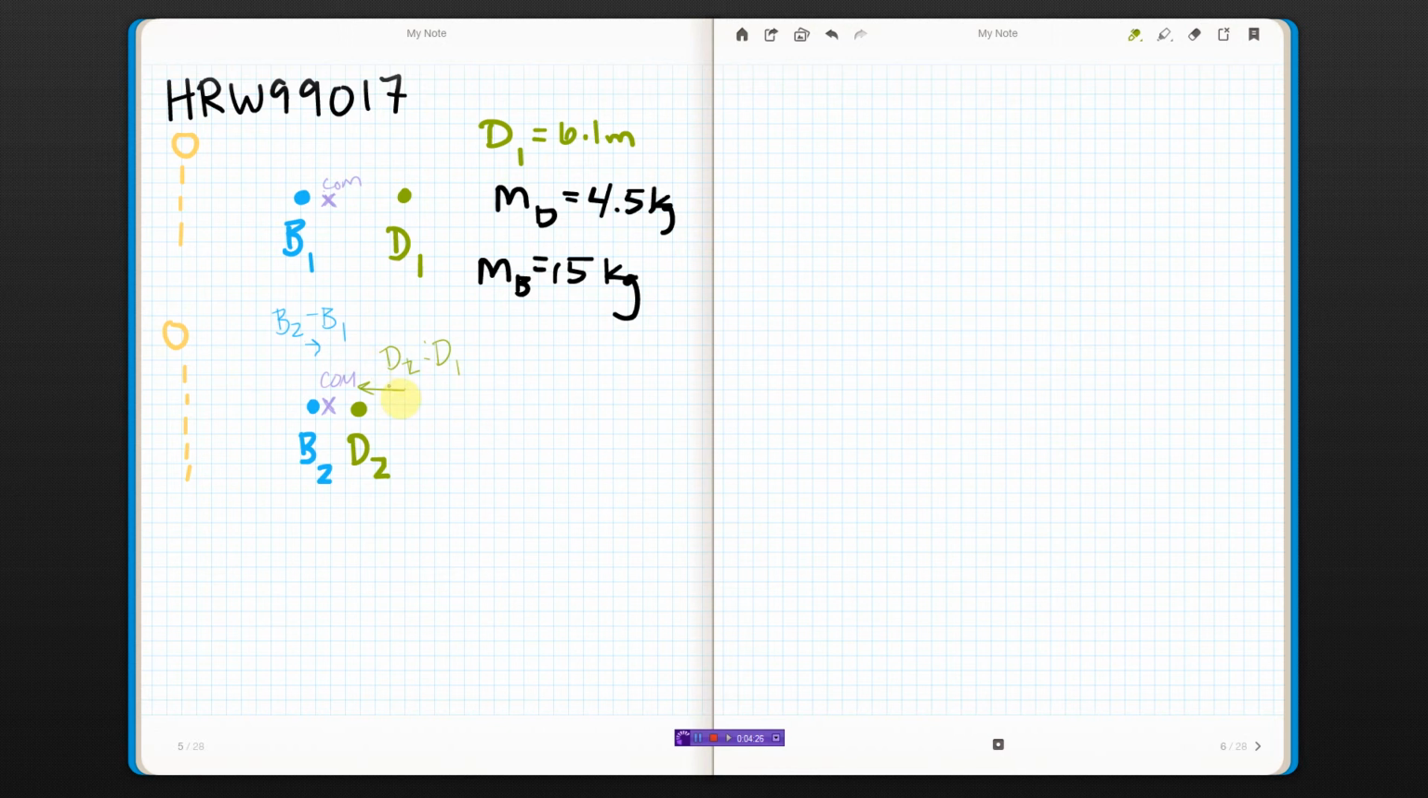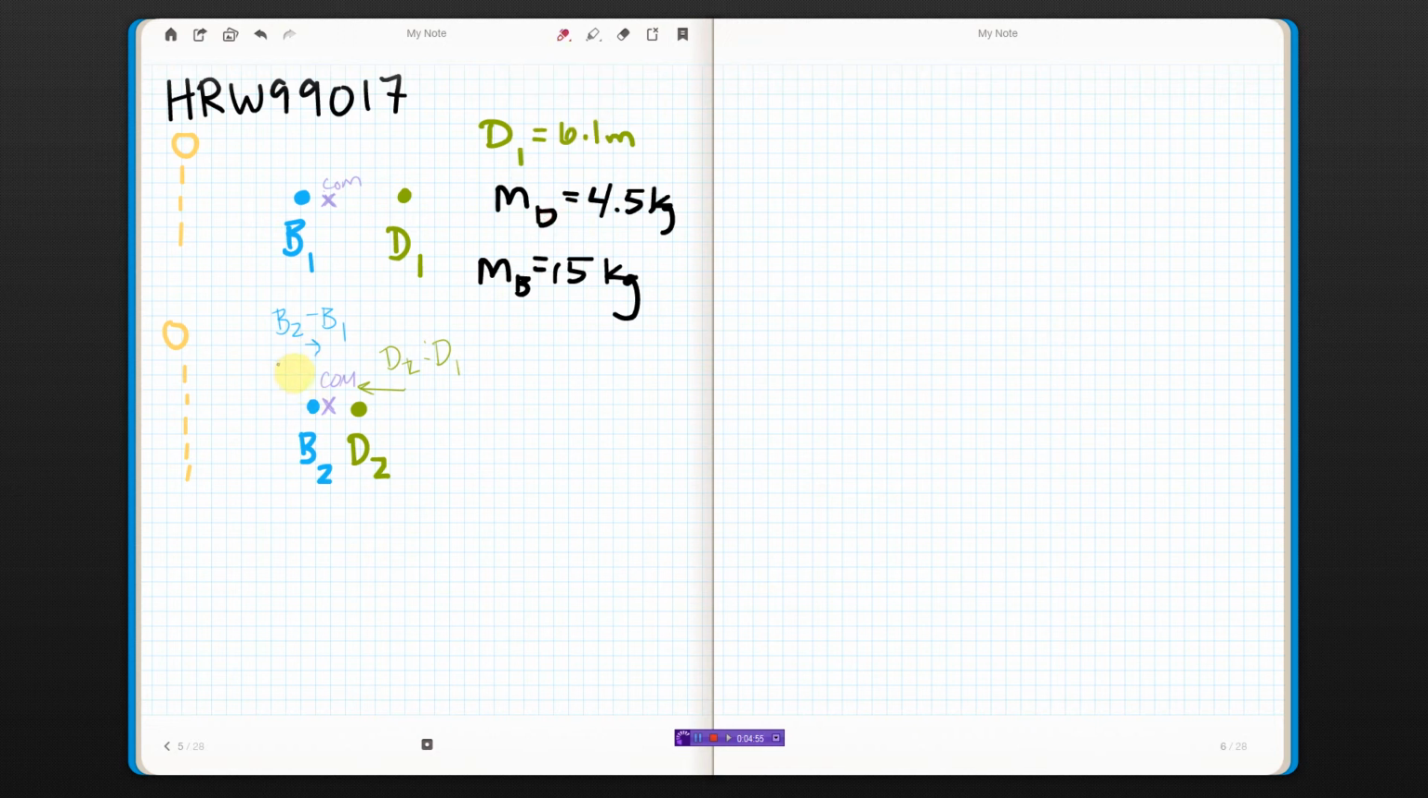Okay, so I know that the dog walked 2 meters, but here's the thing. When it walked 2 meters, some of that 2 meters was used to actually move the dog, but some of that 2 meters was used up to move the boat. So this distance and this distance should add up to 2 meters. Alright?